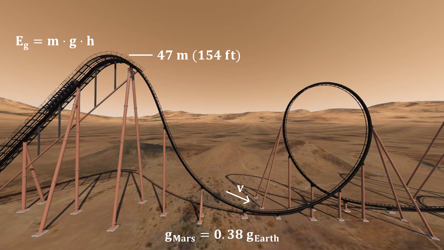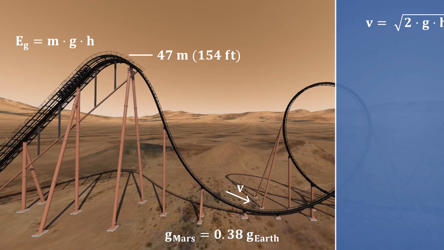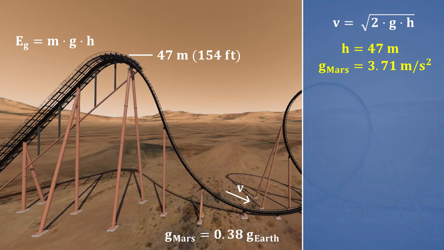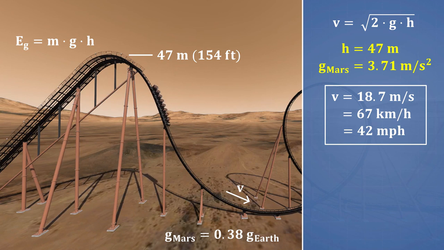As we saw before, the speed at the bottom of the drop can be calculated using V equals the square root of 2gh, where speed is proportional to the square root of g. Plugging in our height of 47 meters and gravitational acceleration of 3.71 meters per second squared, we find that the maximum speed is 18.7 meters per second, or 67 kilometers per hour.